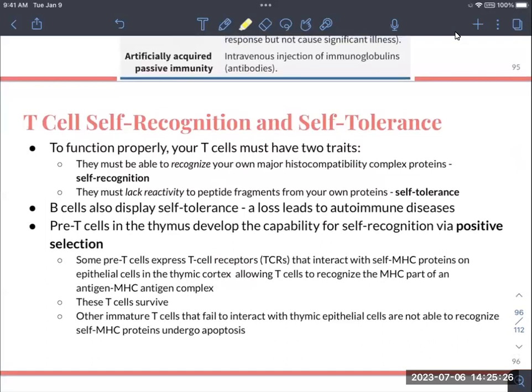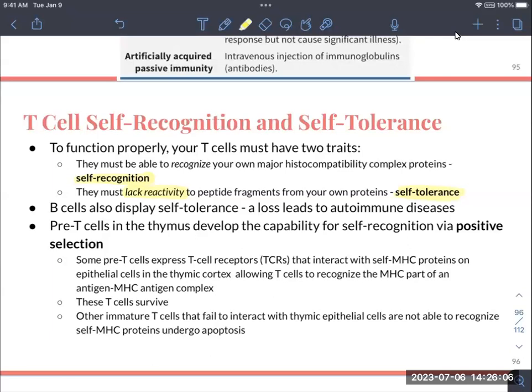T cell recognition and self-tolerance. So to function properly, your T cells have to have two different traits. They need to be able to recognize your own major histocompatibility complexes, MHCs, those proteins, so that's self-recognition. And they have to lack reactivity. So they must not react to your own cells. That's that self-tolerance.